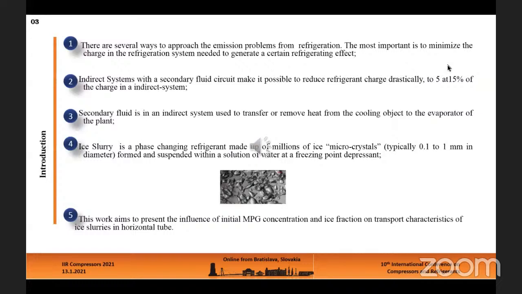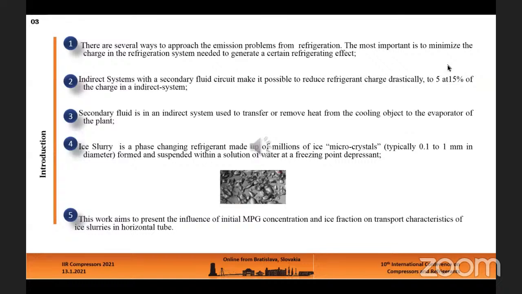One, there are several ways to approach the emission problems from refrigeration. The most important is to minimize the charge in the refrigeration system needed to generate a certain refrigerating effect. Two, indirect systems with a secondary fluid circuit make it possible to reduce the refrigerant charge by 5 to 15% of the charge in the system by using a compact factory-made design of the refrigerant circuit. Three, secondary fluid in an indirect system is used to transfer or remove heat from the cooling user or heat source to the evaporator of the plant.